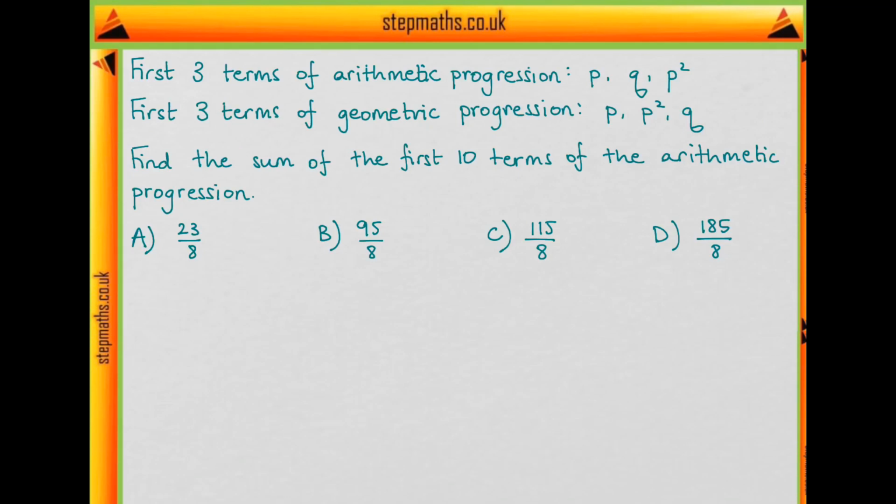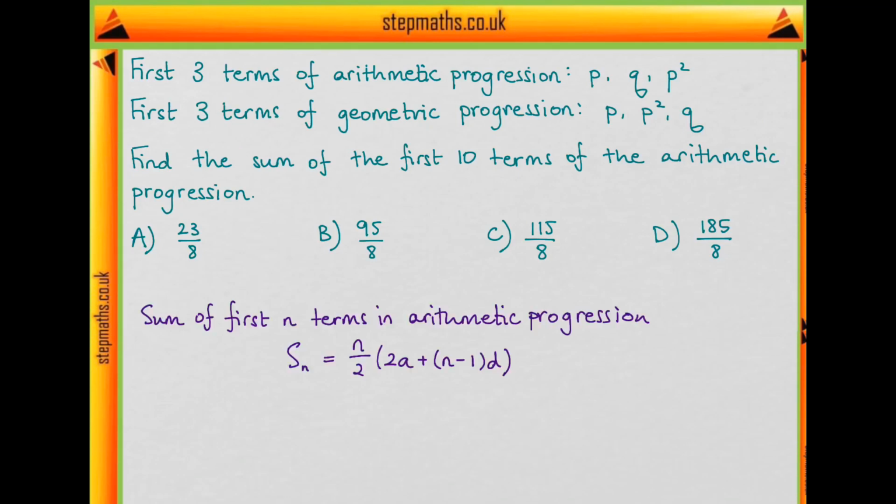Okay, so first let me remind you of the formula for the sum of the first n terms in an arithmetic progression. Because we're looking for the first 10 terms, our n is going to be equal to 10, and the a is just the first term in the sequence, so that's just going to be p. So you can see that all we're missing is the d, and if we can work that out, then we can work out this sum.